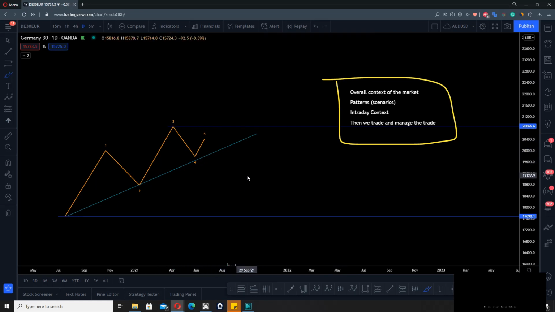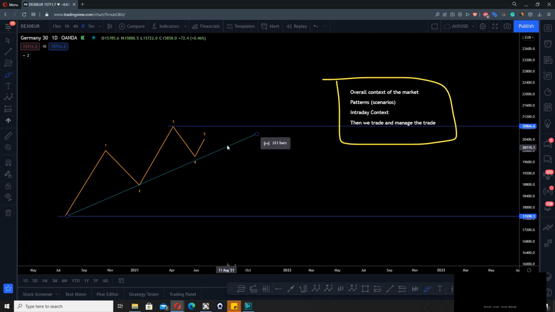Think of patterns like templates. You have different kinds of templates. For example, a regular flat could happen here, or a running flat, or an expanding flat, all these are just templates. They're not certainties, because we deal with probabilities here. So don't attach yourself to one single pattern and think that it has to happen. That's not how trading works. That's how you get into trouble and lose a lot of money.